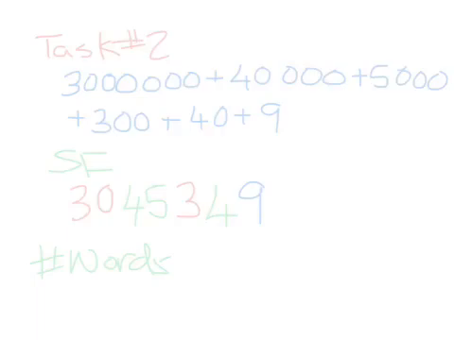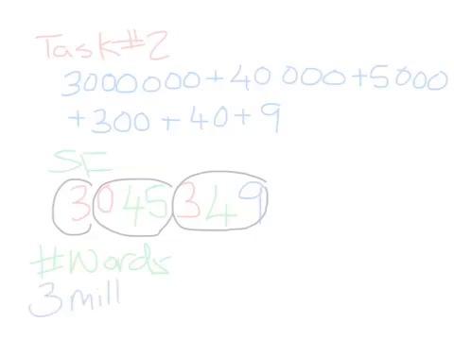Now I'm going to put that in words. Again, you're counting your units. So this is my ones period, this is my thousands period, this is my millions. So in terms of the amount, I have 3 million, 45,000, and 349. Okay, so you've tried that one. Make sure you've gotten it correct. If you don't have it correct, make sure you do correct your work.